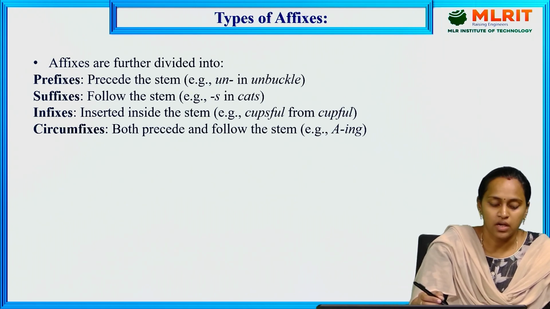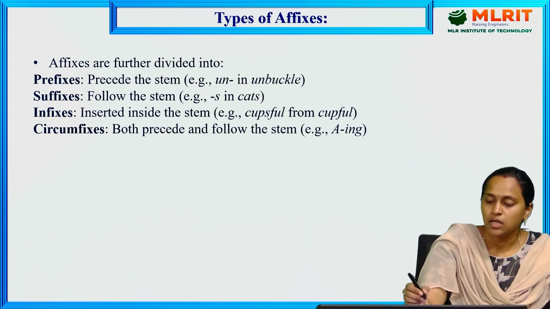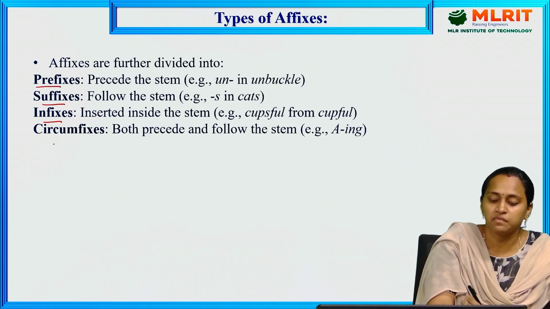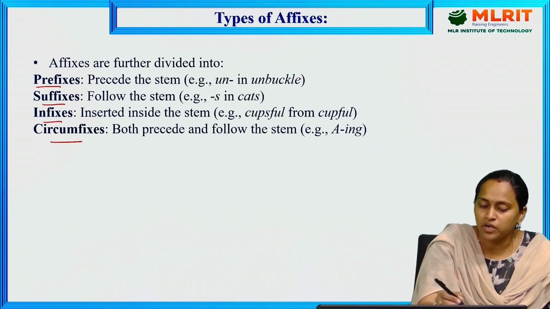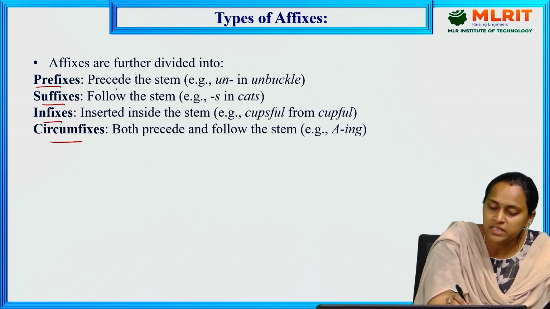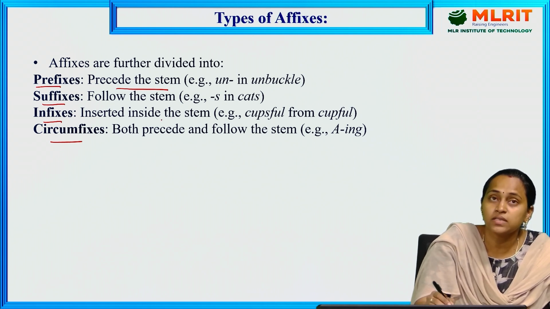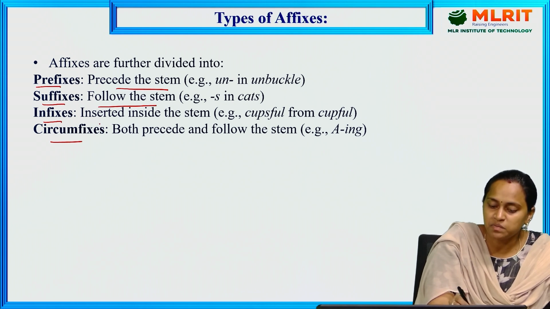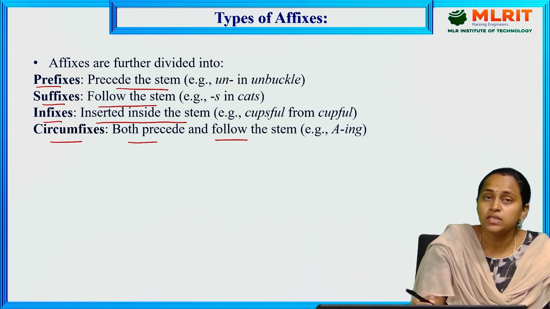Next, here we have multiple types of affixes: prefix, suffix, infix and circumfix. Coming to the first one, prefixes: what is the meaning of prefix? It precedes the stem. Suffix means it follows the stem. Infix means it is inserted inside the stem. And circumfix means it both precedes and follows the stem.